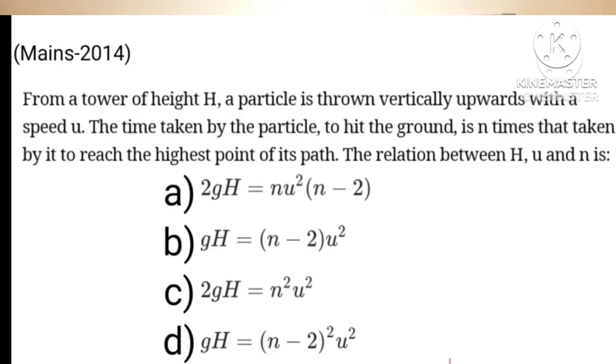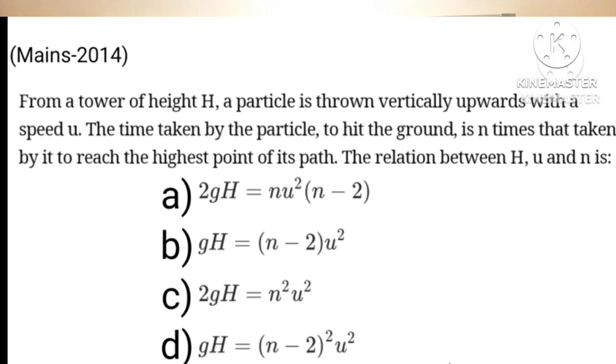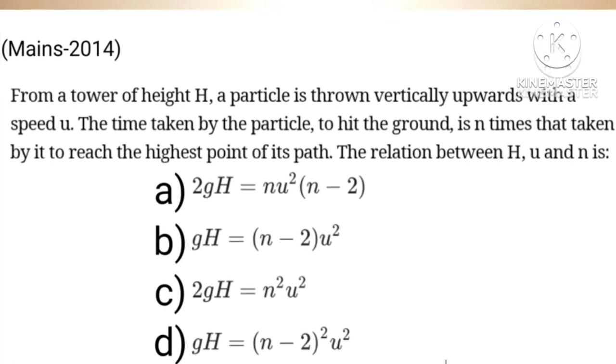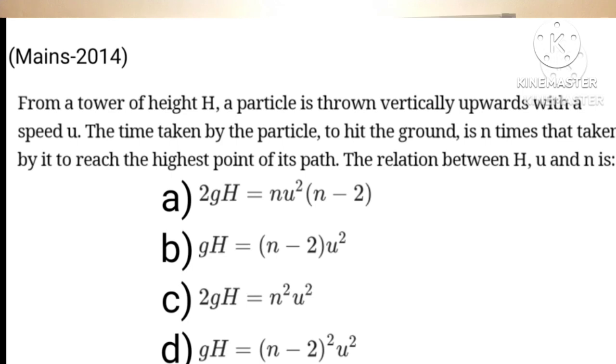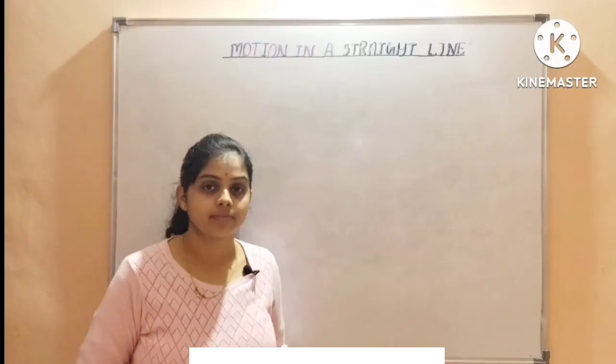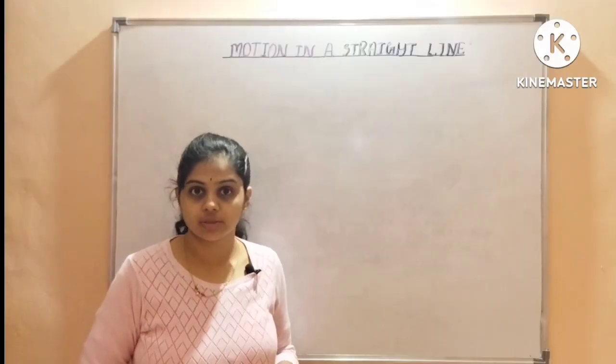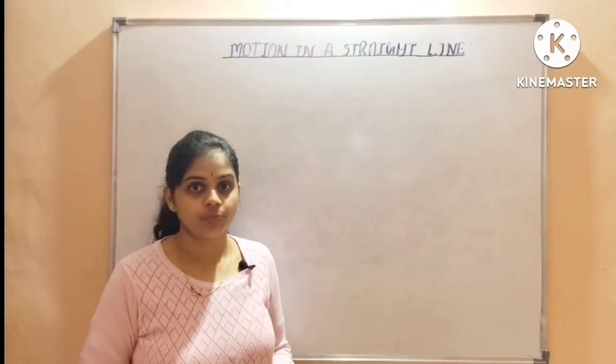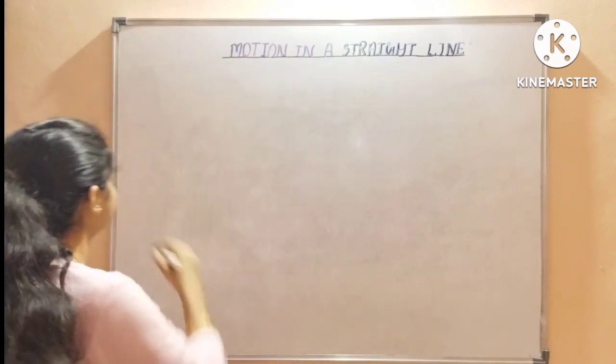From a tower of height h, a particle is thrown vertically upwards with a speed u. The time taken by the particle to hit the ground is n times that taken by it to reach the highest point of its path. The relation between h, u and n is. If you want to read the question again, just pause the video. Okay, let us start solving.